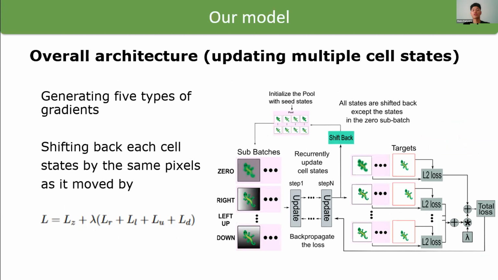And we also use the pool structure. So the model picks up several cell states from the pool, generates 5 types of gradients, sets them to the multiple cell states, and then updates them. After the update, since there are several cell states that have an agent shifted to the gradient direction, we shift them back before putting them back to the pool. The total loss function was calculated according to the loss equation below.